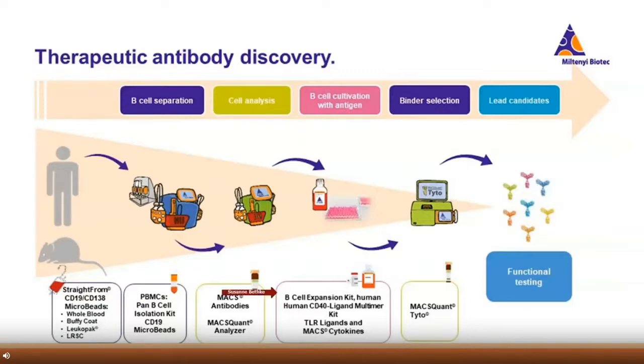For the culture conditions, we have this nice B cell expansion kit. We have a CD40 ligand multimer kit, a lot of TLR ligands and cytokines that you can add and really use in the culture here. And then in the last step, before you really get your lead candidates, you select the binders because you want to have your antigen-specific B cells, and you can do that with the MUX quant title with fluorescence-labeled antigen, which works really nicely. And then you can, of course, clone and recombinantly express your antibodies to go into functional testing, where we also have a lot of different products that you can use.